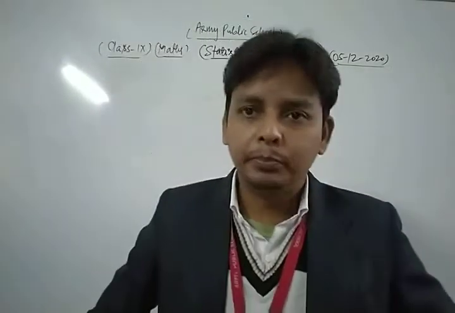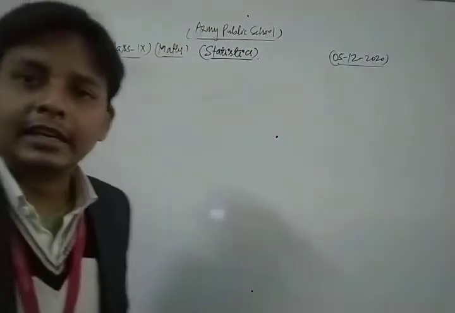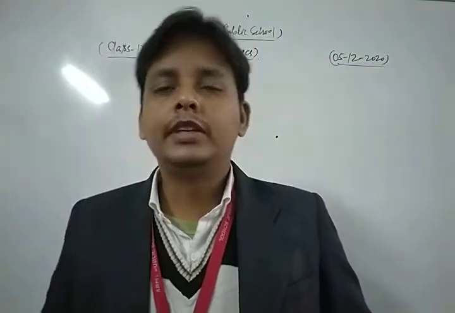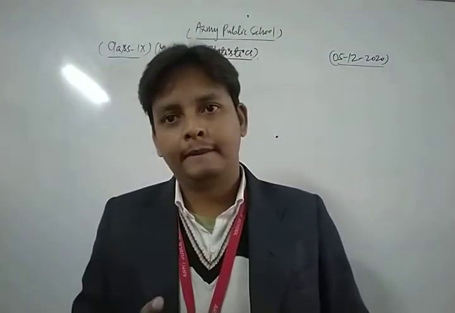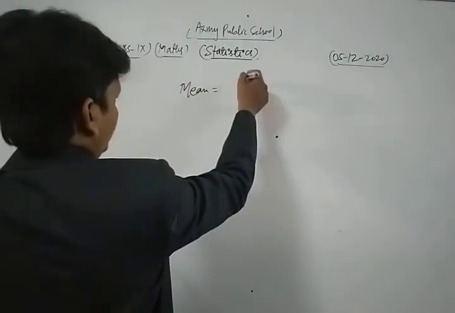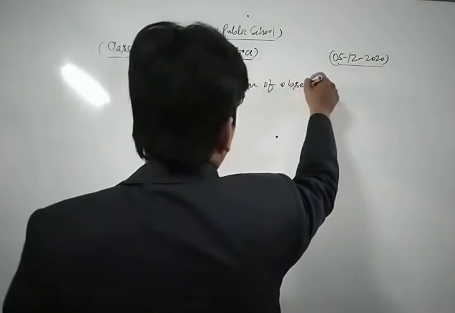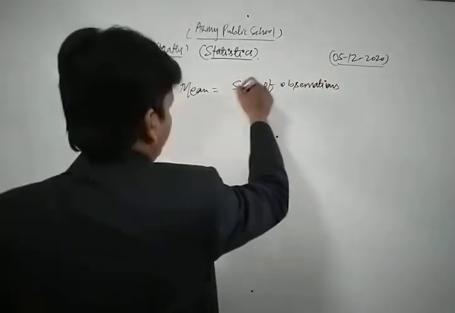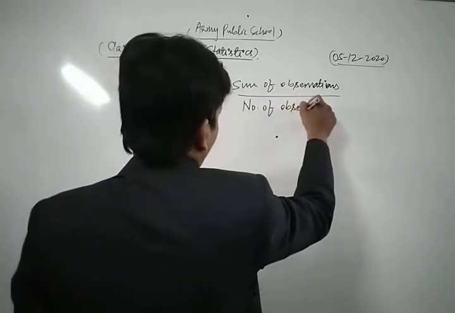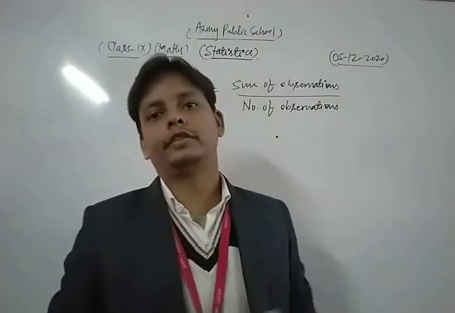Dear students, in the previous class we revised a very important chapter of your NCERT exercise, which is statistics. In that chapter we discussed all the important concepts related to mean. The formula for mean is: sum of observations divided by the number of observations. Okay, this is the formula for mean.